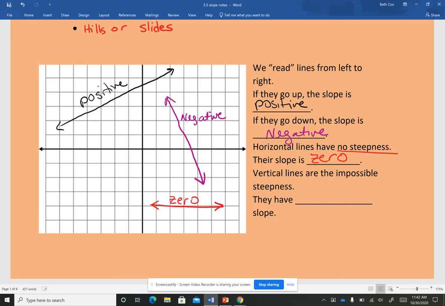It's flat. It doesn't have a hill. It's not a slide. It's flat. It doesn't have any steepness. It's horizontal. So the number associated with I don't have any is 0. We know that.